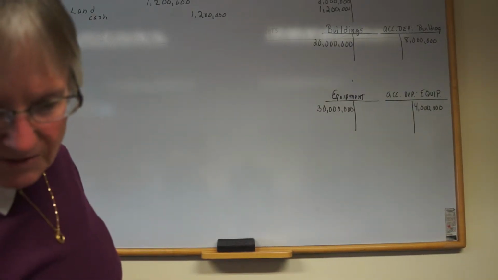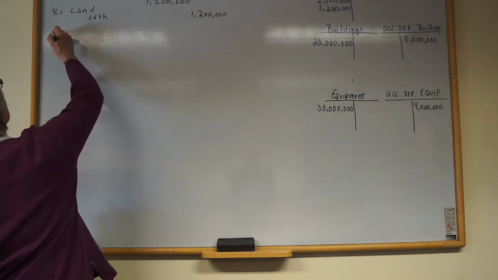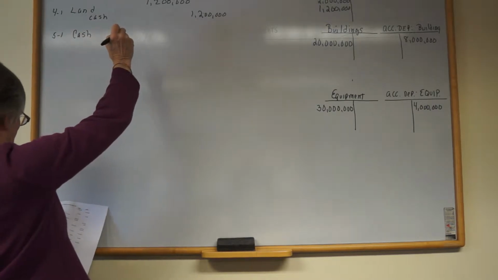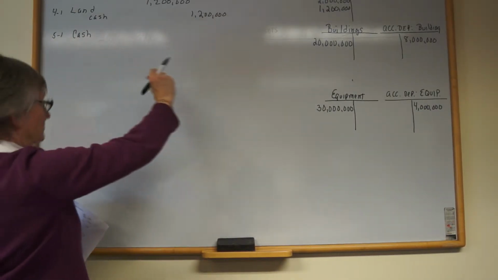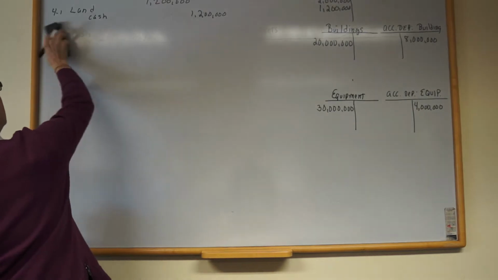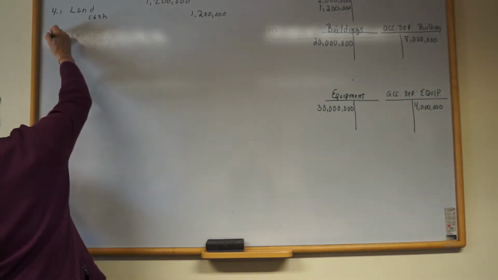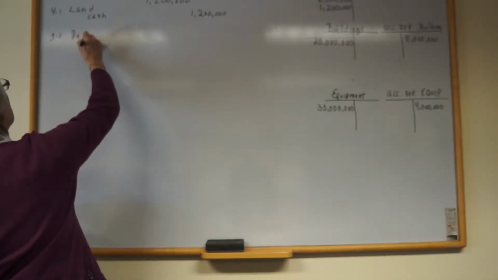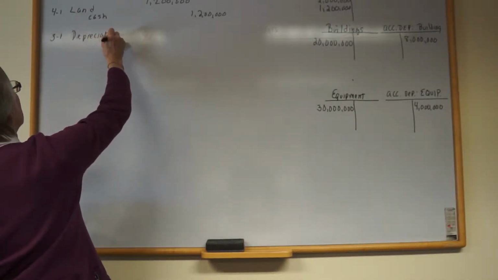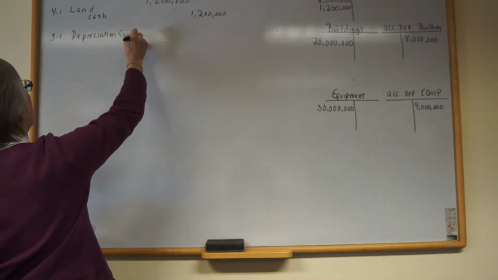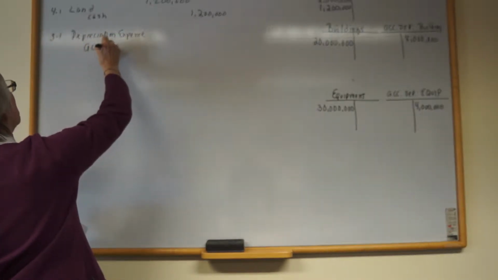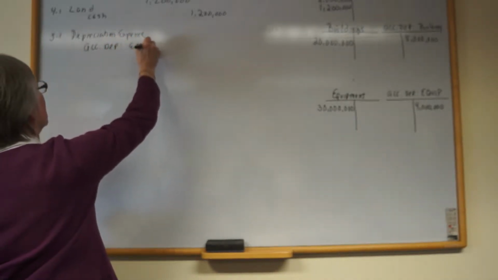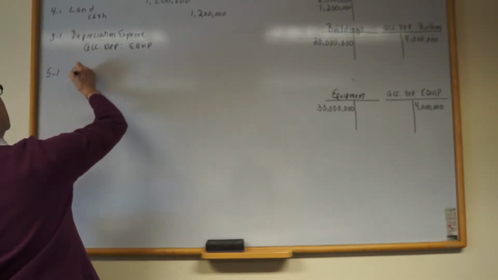On May 1st, we sold some equipment. So let's put down what we know will happen here. We know we got some cash. Actually, I'm going to leave a space here, because the first thing we have to do on 5.1 is update the depreciation expense to the date of the sale. So we'll go depreciation expense, and we'll update the accumulated depreciation on the equipment to the date of the sale. Then we can say, okay, how much cash did we get?